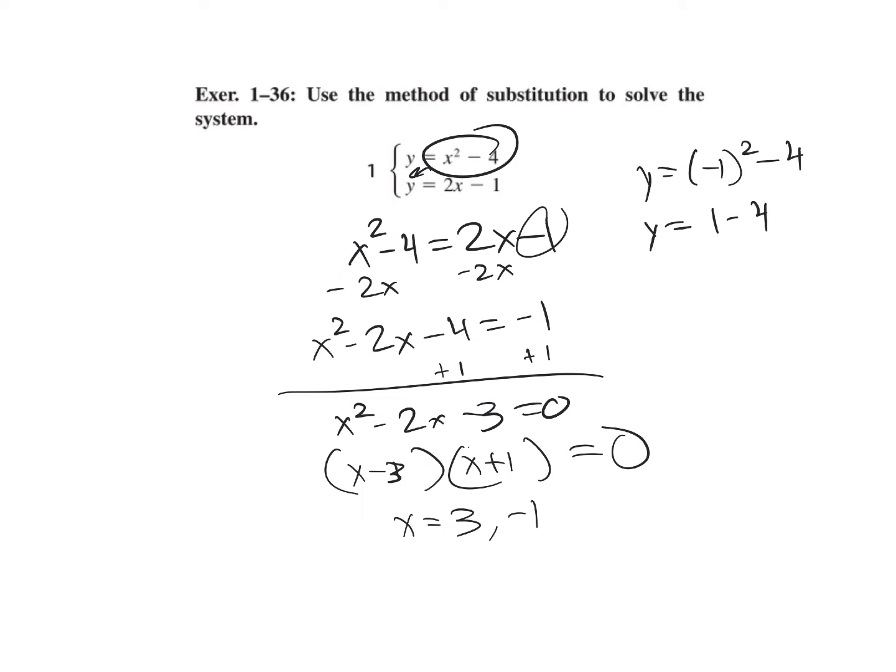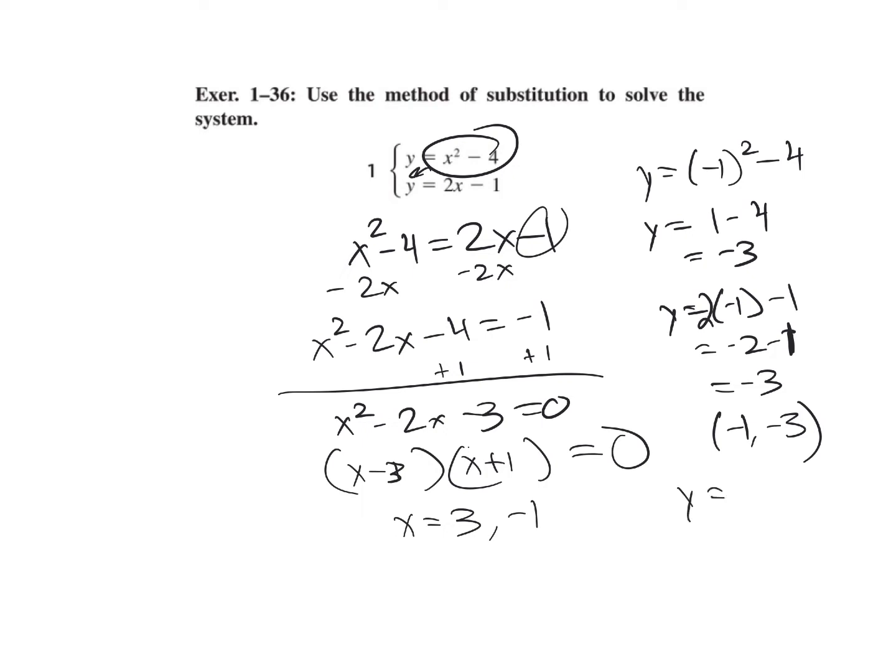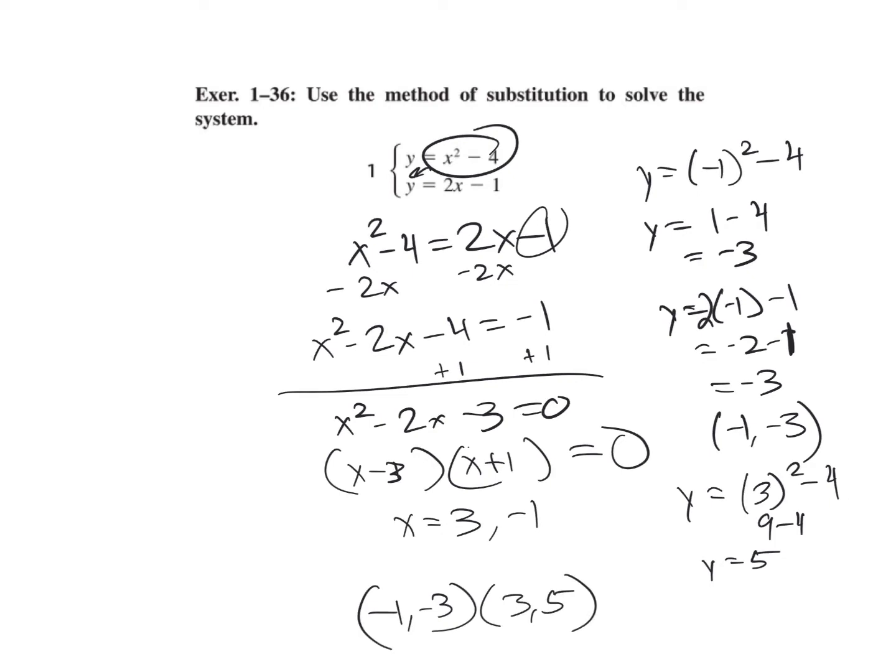So that's positive 1 minus 4, that's negative 3. If we would have plugged it into the other one, that's 2 times negative 1 minus 1. So that's negative 2 minus 1, which is still negative 3. So when x is negative 1, we get negative 3. And then if we plug in 3 and solve it, we get 9 minus 4, which is 5. So our answer is either negative 1, negative 3, or 3, 5. Those are our two possibilities.